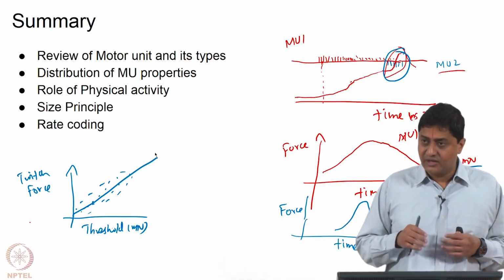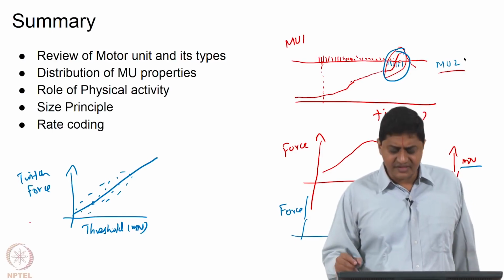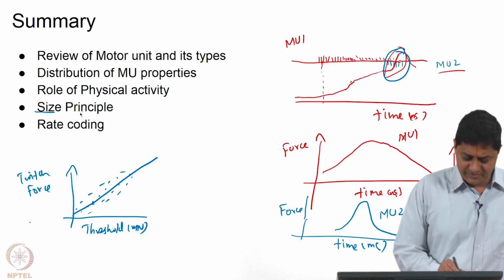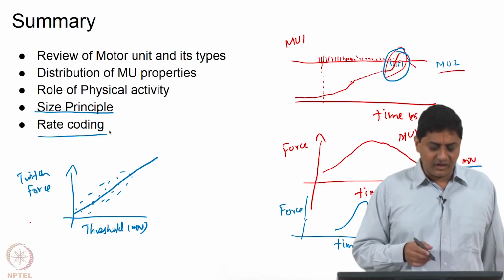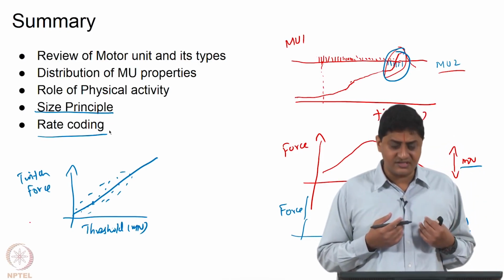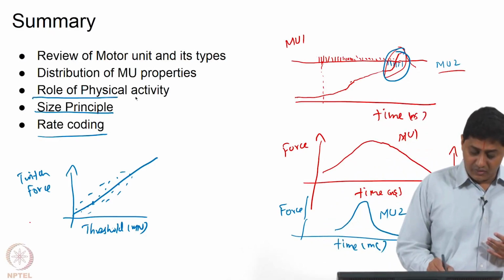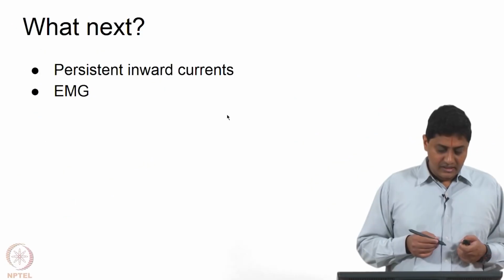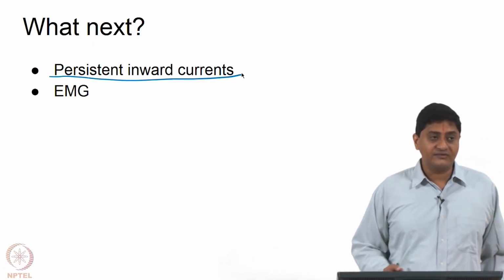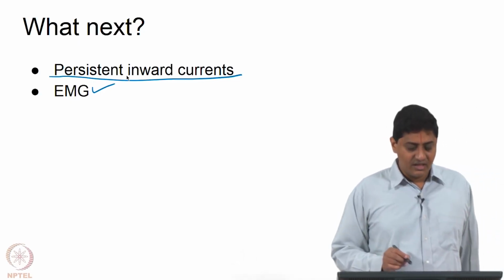So, I could recruit depending on the situation, and these choices are made by the central nervous system, by the spinal cord. What are the two principles that control this? Size principle and rate coding. We also reviewed motor units, how the motor unit properties are distributed, and we discussed the critical role of physical activity in day to day functioning. The joker in the pack is what is called persistent inward currents, and EMG. This is in the next class.